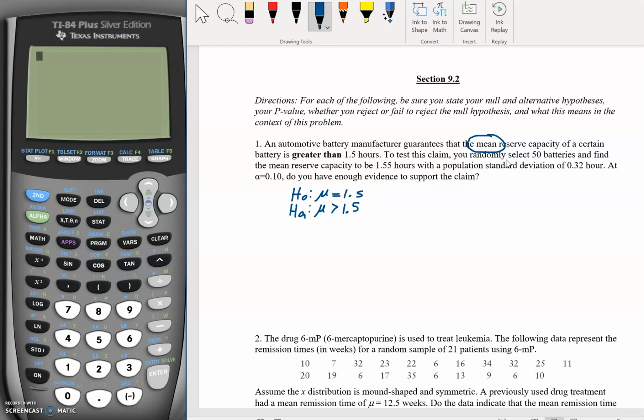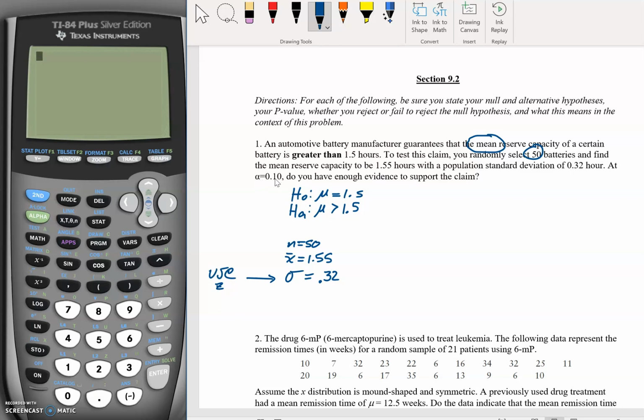To test this claim, we randomly select 50 batteries. That's a piece of information for us: n equals 50. Find our mean reserve capacity. From the sample, the mean was 1.55, so x bar was 1.55. And the population standard deviation. In this one, we know sigma. If I know sigma, the population standard deviation, this tells me to use z. This is going to be a normal curve, so we use z for our test statistic.